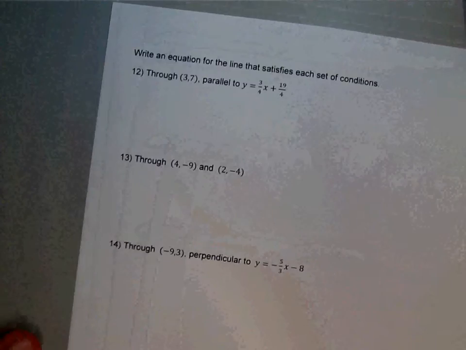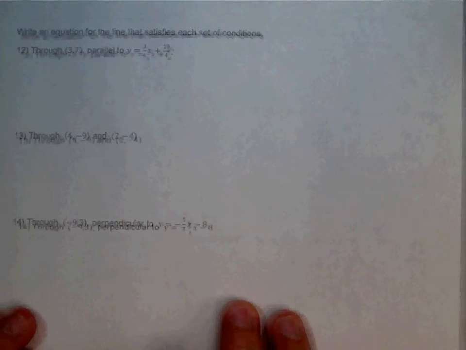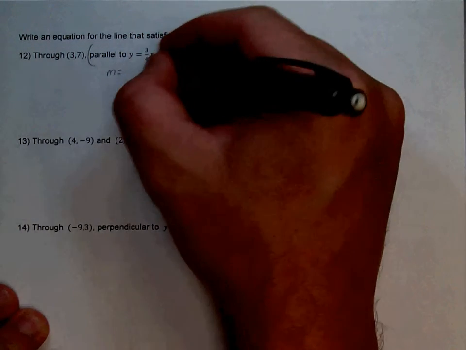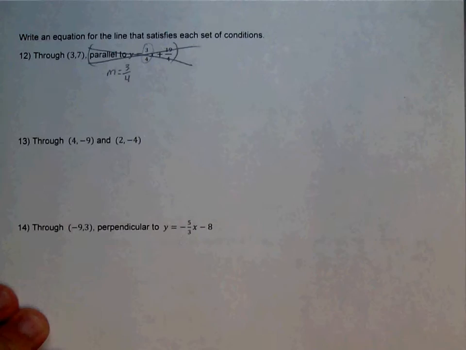Back page. Write the equation of the line. First of all, we have to be parallel to this line, and that tells me what the slope is. Parallel lines have the same slope. So this has a slope of 3/4. I will use the same slope, 3/4. At that point, I'm done with that equation.